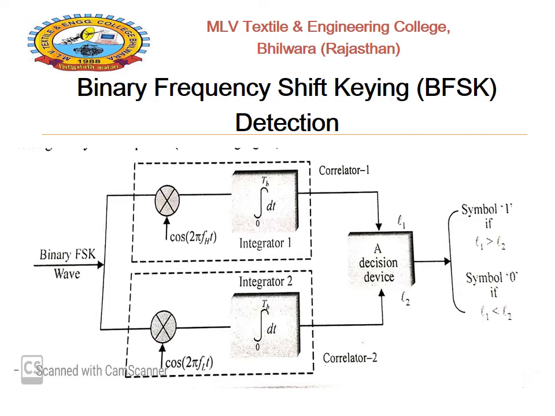The next PPT represents the binary shift keying detection part. As seen in this figure, there are two sections. The upper section is a combination of the product modulator and integrator, known as correlator 1, and the lower part is also a combination of a product modulator and integrator, known as correlator 2.